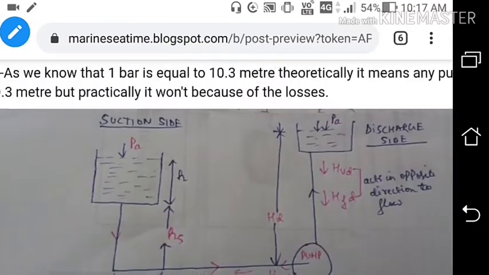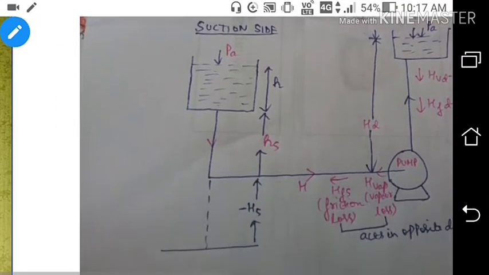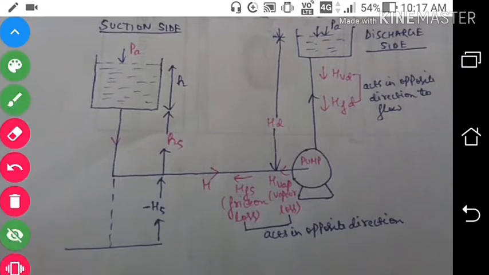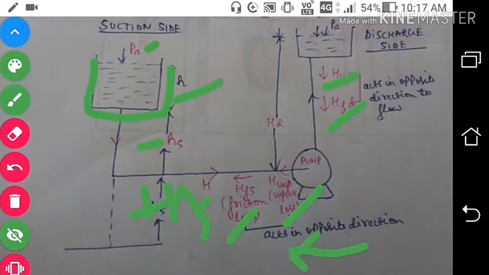So here you can see this is the diagram. This is the tank in which the liquid level is of height H, Pa is the atmospheric pressure, and Hs is the height from the tank to the pump impeller. So now this will be negative and this will be positive Hs. This is the friction loss and the vapor loss at the suction side. This is the friction loss and vapor loss at the discharge side. This friction and vapor loss will act in the opposite direction to the flow of the fluid.